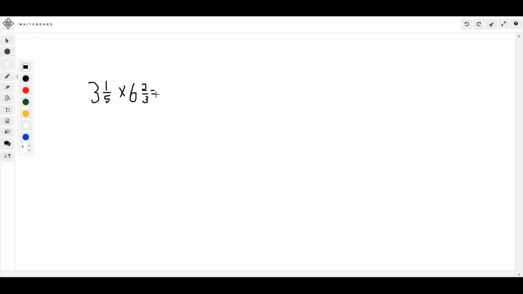Okay, now in red, this is what you write. Change both of these first to improper. 5 times 3 plus 1 is 16/5. So everything that's in red is what you should be writing and where you should be writing it. 3 times 6 is 18 plus 2 would be 20/3. Okay, now we multiply straight across.